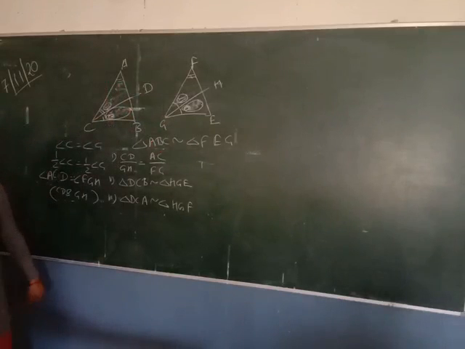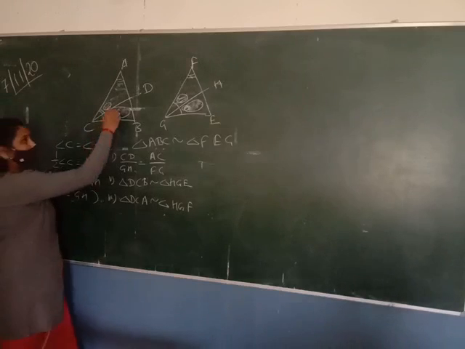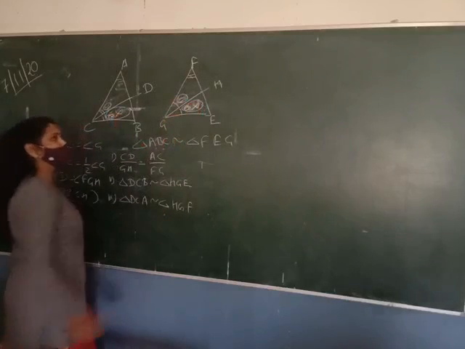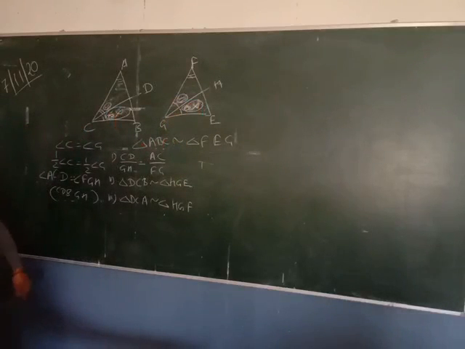And the second condition? Then B, AC. In this triangle and this one, which other angles are equal? Both large angles are similar to each other.